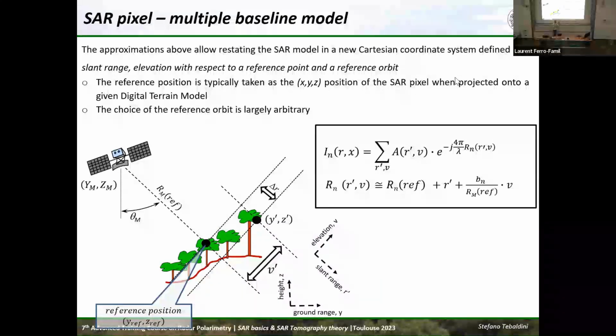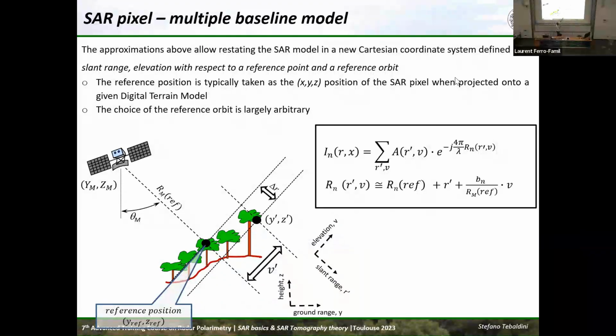We had a sum over y and z in the first slide, but now that we have worked out the mathematics a little bit, we see that everything depends on just elevation. We can approximate the difference of the distances just with reference to the elevation position of the target. Now it becomes more convenient to do this sum in this new coordinate system, so in range and elevation.